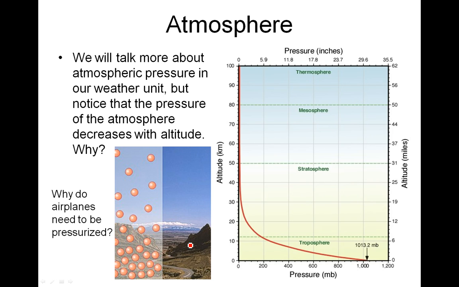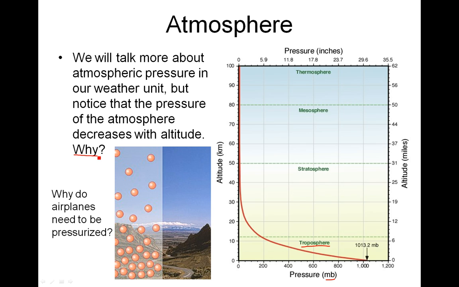We're going to talk more about atmospheric pressure when we get to the weather unit, as I said, but notice that the pressure of the atmosphere decreases with altitude. Here's the bottom layer of the atmosphere, the troposphere, and there's the pressure, measured in millibars. Normal is 1,013. The pressure is a lot higher lower in the atmosphere. As you rise in the atmosphere, the pressure decreases.